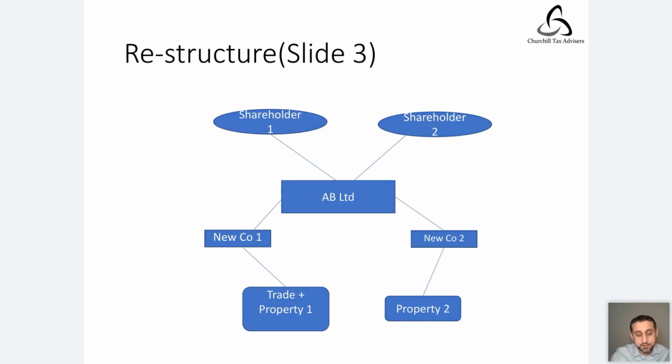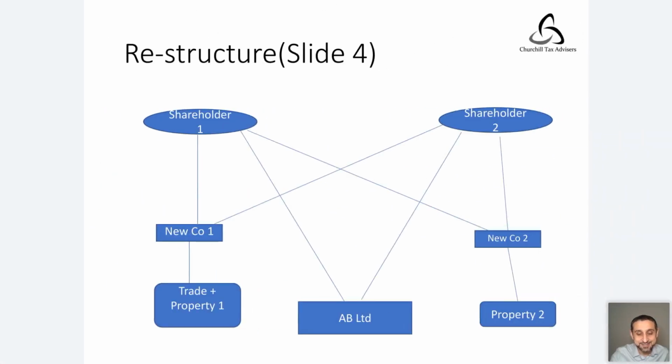Then we would transfer the trade and property under new Co 1, and the investment properties under new Co 2, which is still owned by the same original holding company. This is starting to look like more of a spaceship or an alien ship, but wait for the next slide. Now this looks like a complex structure, but it's not.